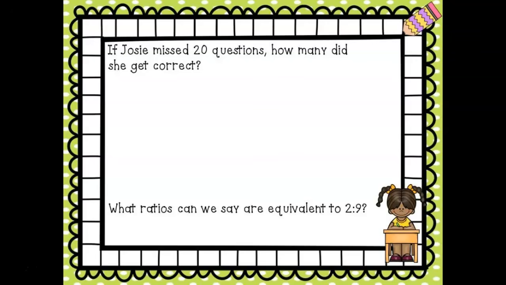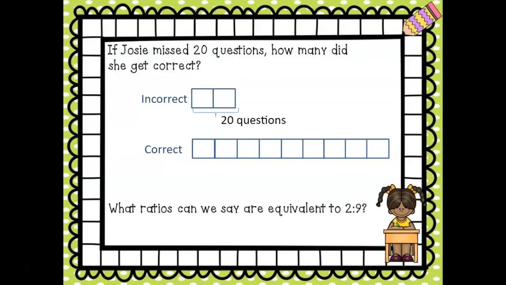All right, let's set up the tape diagram with incorrect and correct. And it says she missed 20. That means 20 are incorrect. So what's going to go in each box? Yep, 10 is going to go in each box. So how many questions did she get correct? She got 90 questions correct.